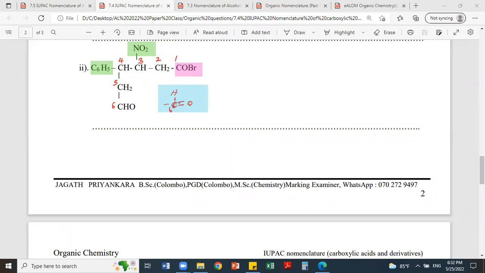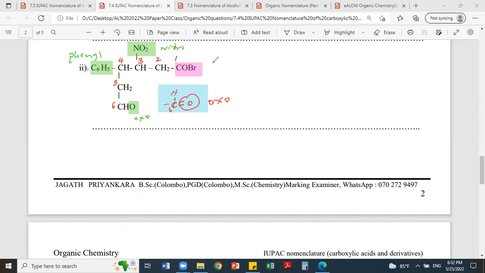So then this becomes what? If you take this one as the longest chain, this becomes oxo. Did you get it? Can you try again? This becomes oxo. This becomes phenyl.